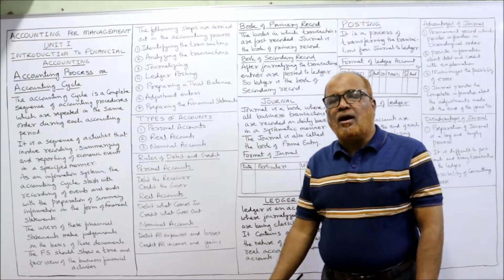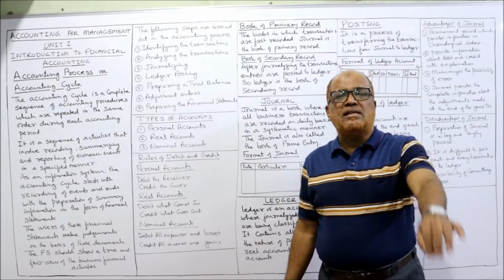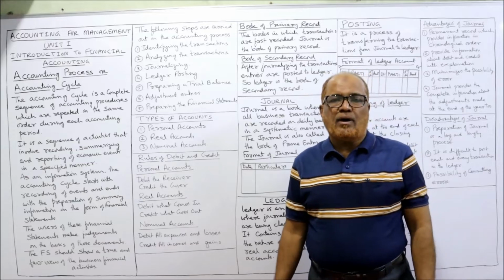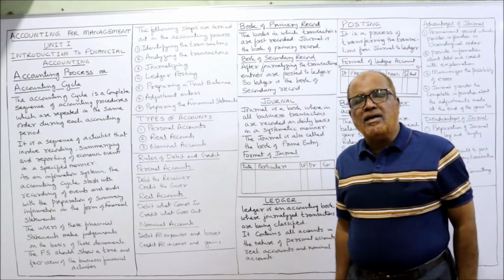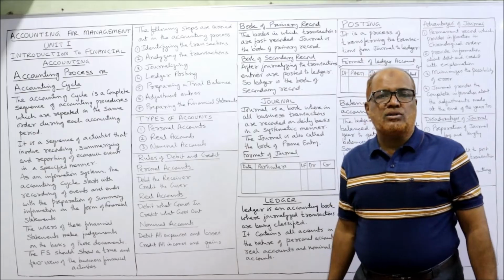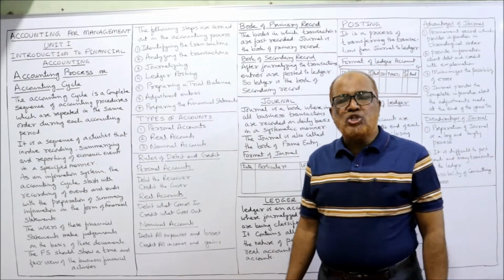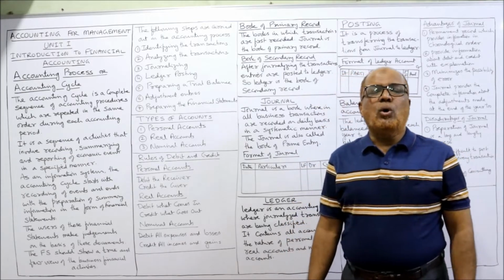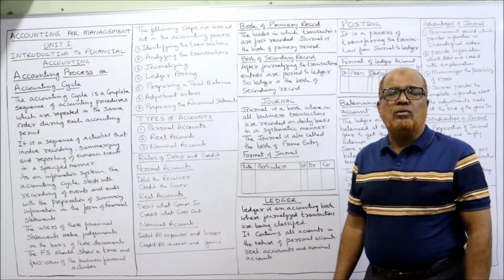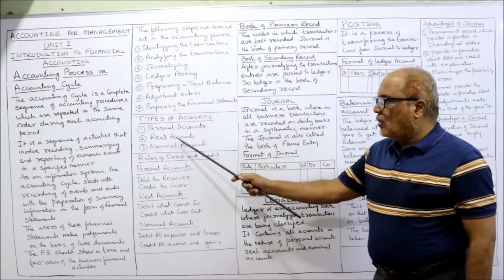Second one is a real account. The accounts relating to assets and properties are called real accounts. Example, cash account, building account, machinery account, furniture account, motor vehicle account, goodwill account, patent account, etc. These are called real accounts.